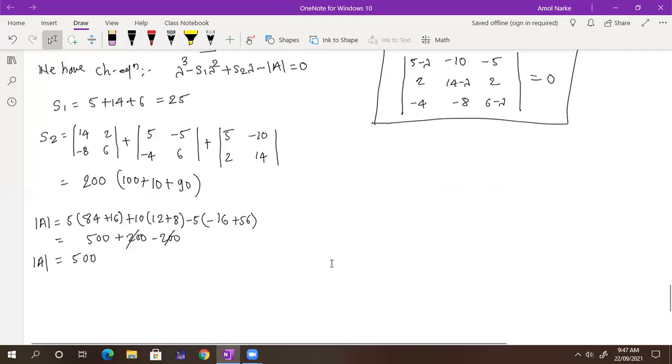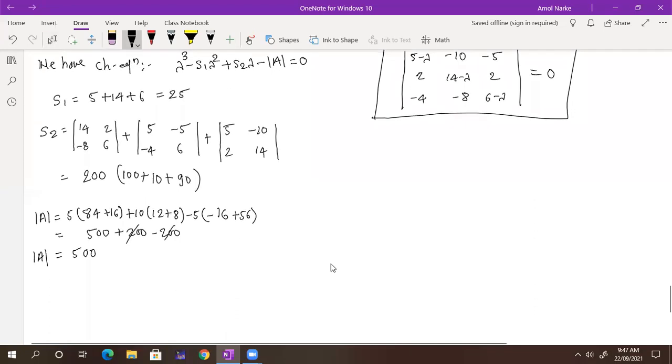Once you have got all the values, our characteristic polynomial becomes lambda cube, which remains as it is. The value of S1 is 25, so minus 25 lambda square. Again plus S2, and S2 is nothing but 200, so plus 200 lambda and minus 500, which is equal to 0. Everyone got this?